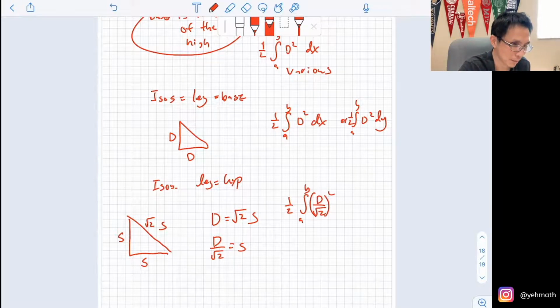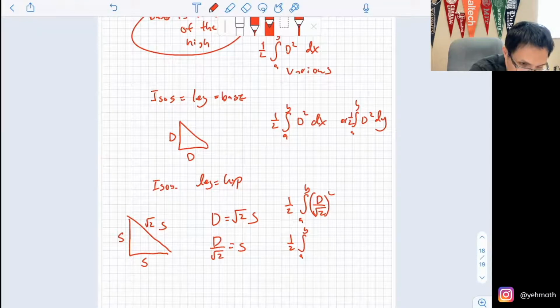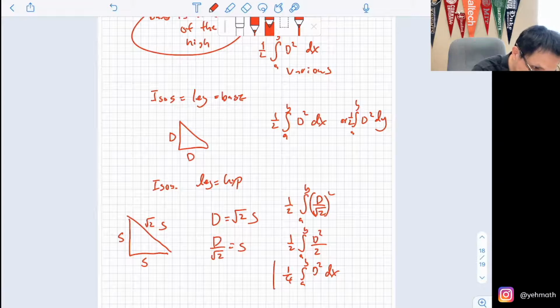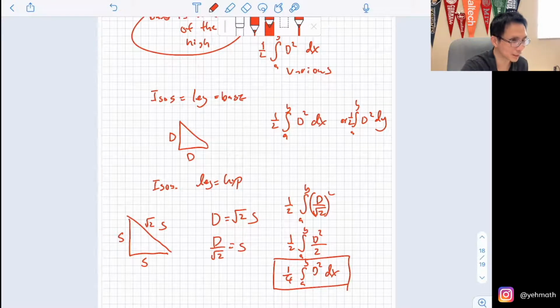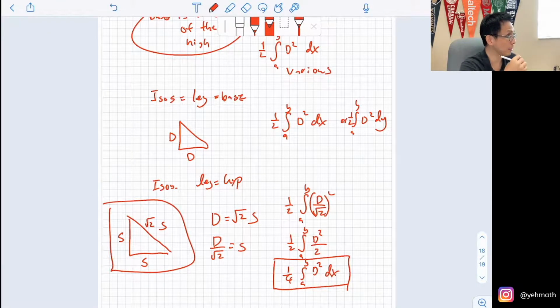So 1/2 base times height. The base becomes d over square root 2, and that's 1/2 integral from a to b. This one's d squared over 2. This becomes 1/4 integral from a to b of d squared dx. So if isosceles leg equal to hypotenuse, that makes it a little bit more difficult, but not so much more difficult, not something you can't handle. You have to know your SAT materials.